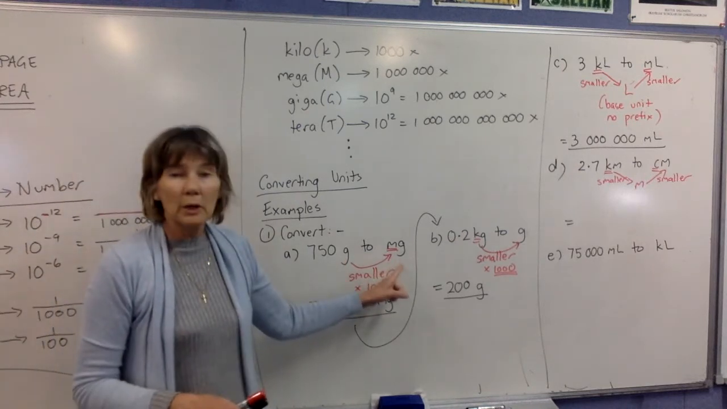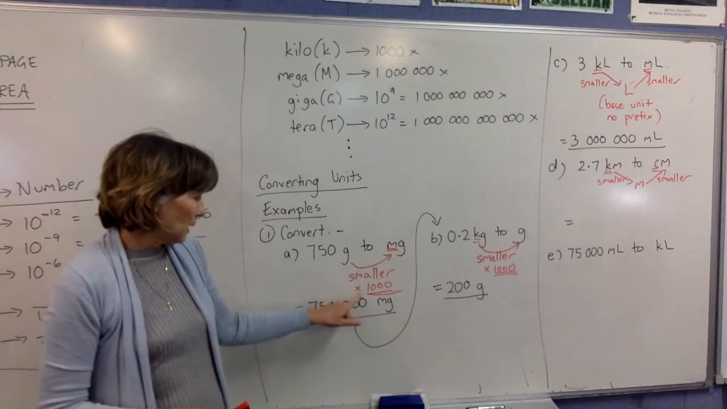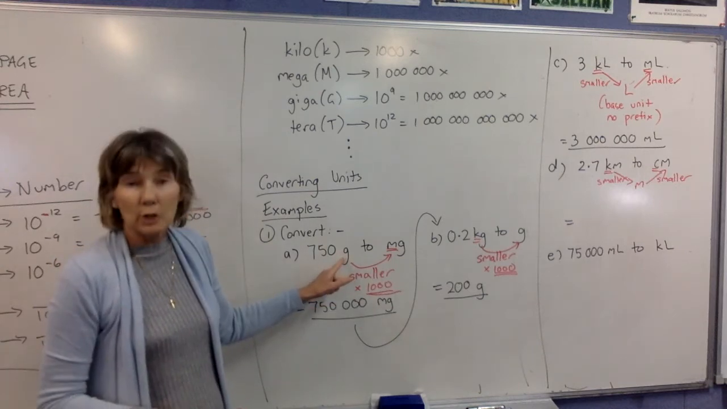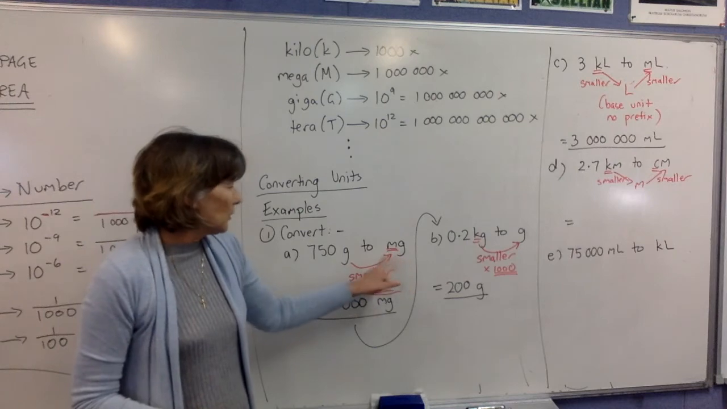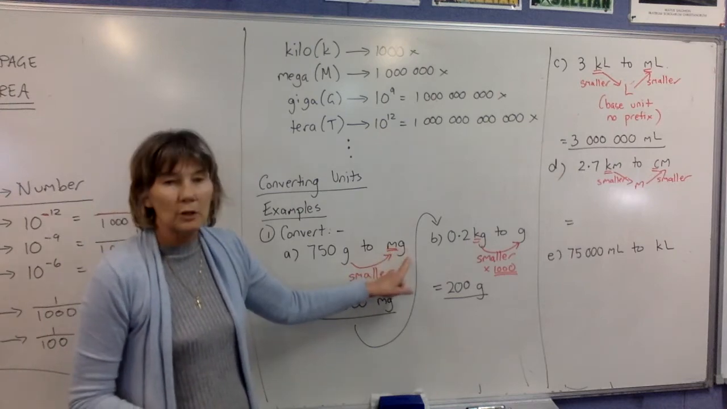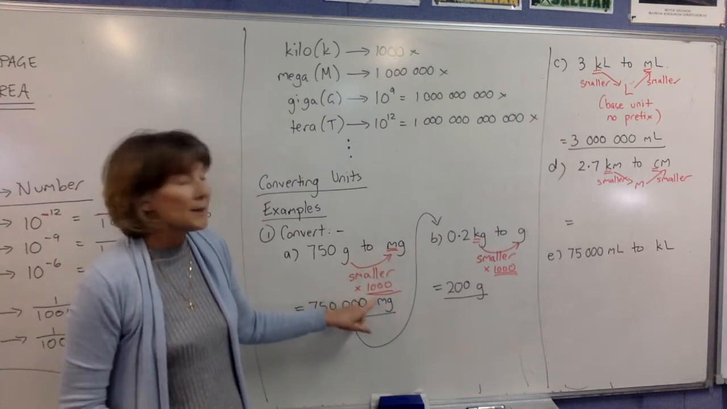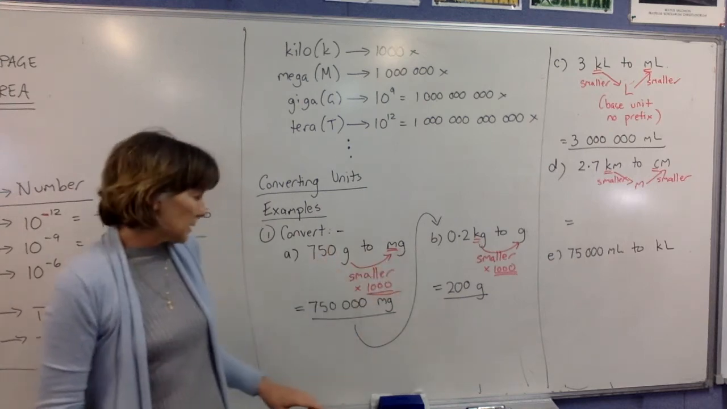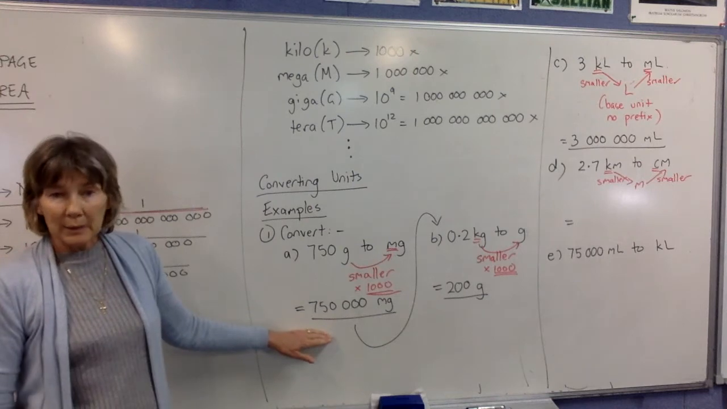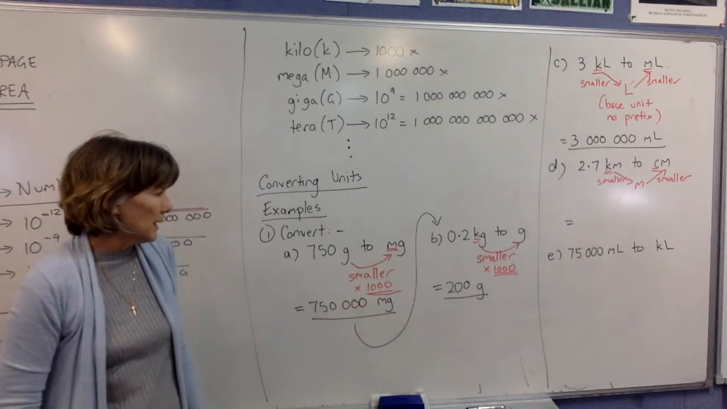So we're going to a smaller unit. When you go to a smaller unit, you multiply. Now, that's a base unit because there's only one letter there. But here we've got two letters, a prefix and the base unit. So the prefix here is little m, that's milli. Milli means 1,000. So we're timesing by 1,000. And when you do that on your calculator, you'll get that answer with milligrams on the end.